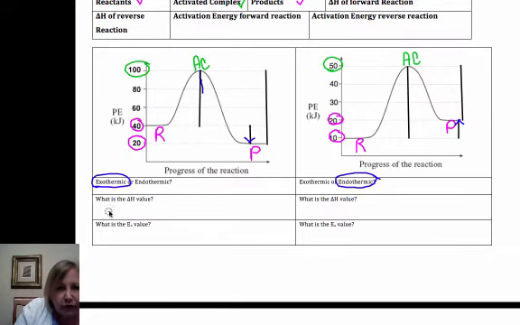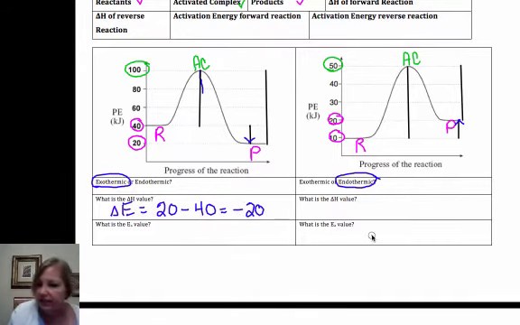Our value, remember, delta H is the energy of our products, which is 20, minus the energy of our reactants, which is 40. So we get minus 20, which is what we should get for this graph. We should get negative for exothermic.